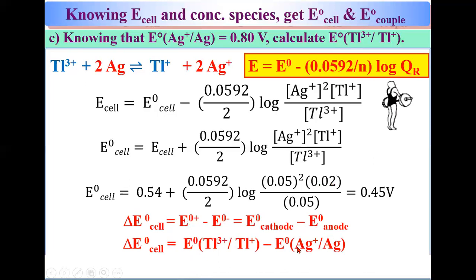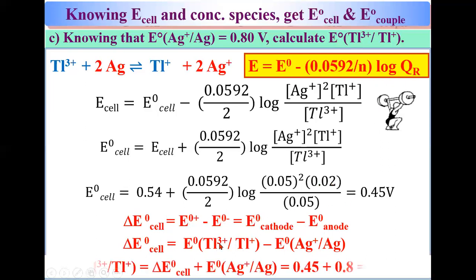Reduction is the tellurium, oxidation is the Ag, and so the delta E naught of the cell we just calculated, and so we can easily get E naught of the tellurium, which is delta E naught of the cell, plus E naught of the Ag.